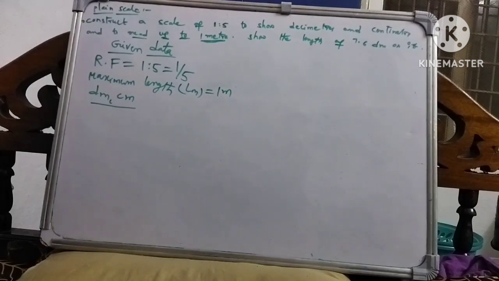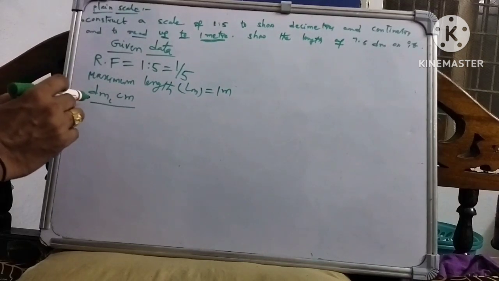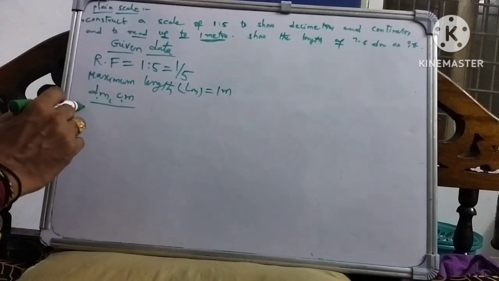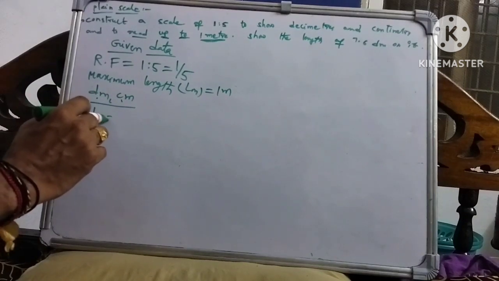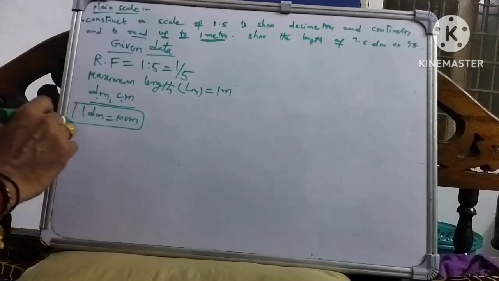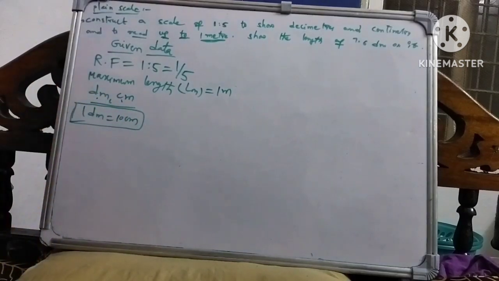How to remember, how to identify whether it is a plain scale? Whenever there is a representation on the scale of two consecutive units, decimeter and centimeter, where 1 decimeter is equal to 10 centimeter, these two are consecutive units.